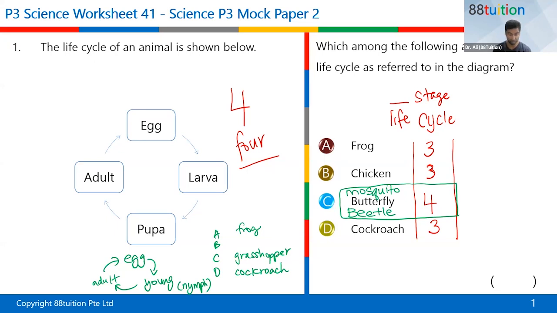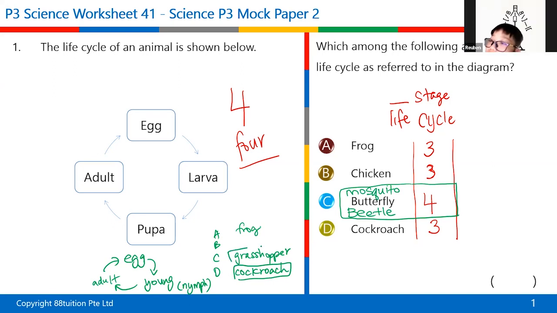Who can tell me what is the feature of nymph? Ever heard of this word nymph before? Yes. Why do you call it nymph? Does it look like the adult or doesn't look like the adult? It looks like the adult. Very good. So which one of these options on the right looks like the adult in the baby state? Is it cockroach? Yes.